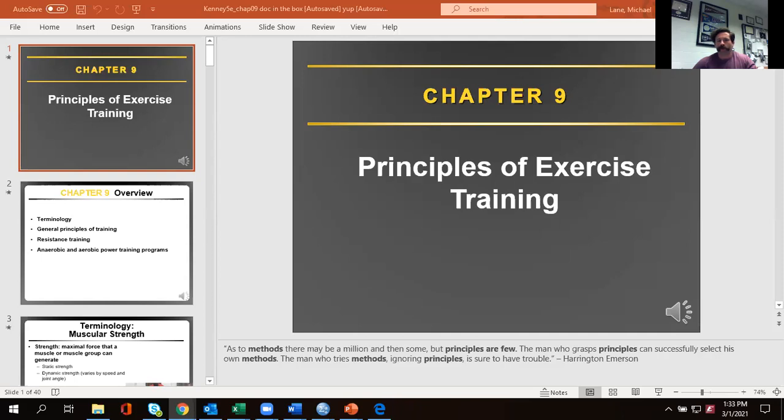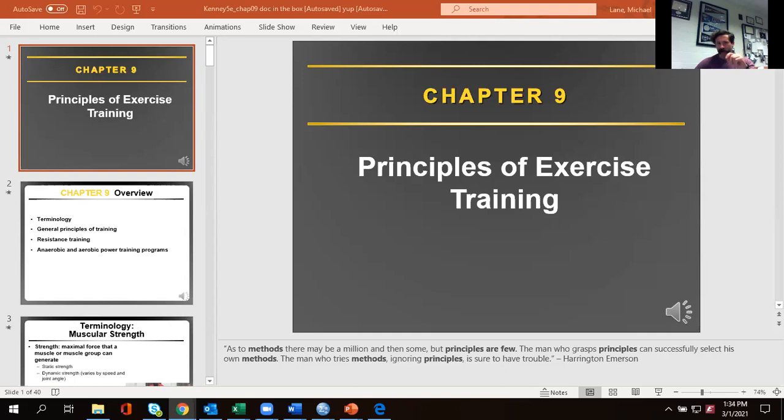So the big reasons why we care about the principles on our side, guys, is one, yes, it's going to allow you to select a program and develop a program that is effective for the individual you're working with according to their goals. Two, you're less likely to fall prey to charlatans and well-meaning people that are giving forth less than effective and less than useful training advice.